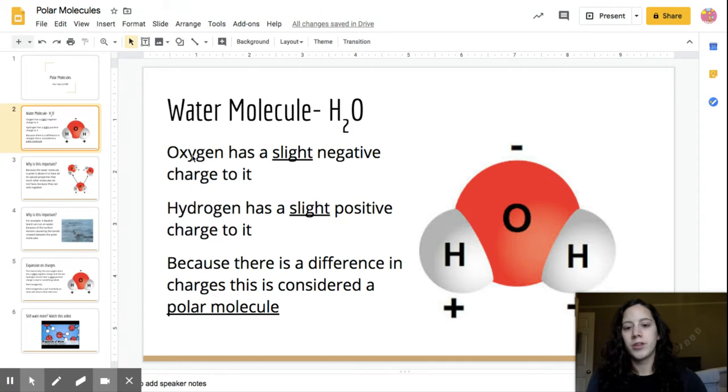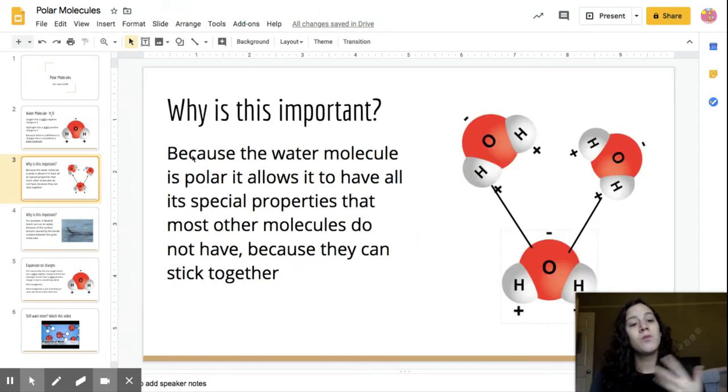hence why it is called a polar molecule. And with this, the reason why this is so important is because it allows water molecules to have all their special properties that are mentioned in the State of Matter CK12 article. Because they can stick together, it's kind of like a magnet. When you have the north and the south, they kind of attract one another. Positive, negative, they attract one another.